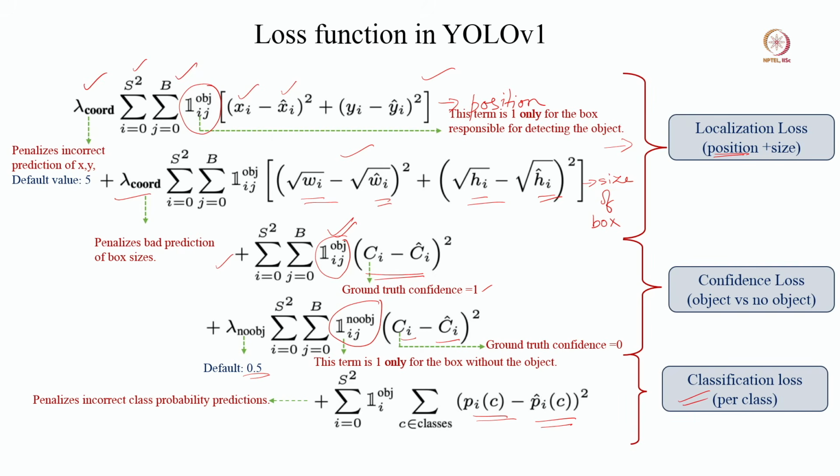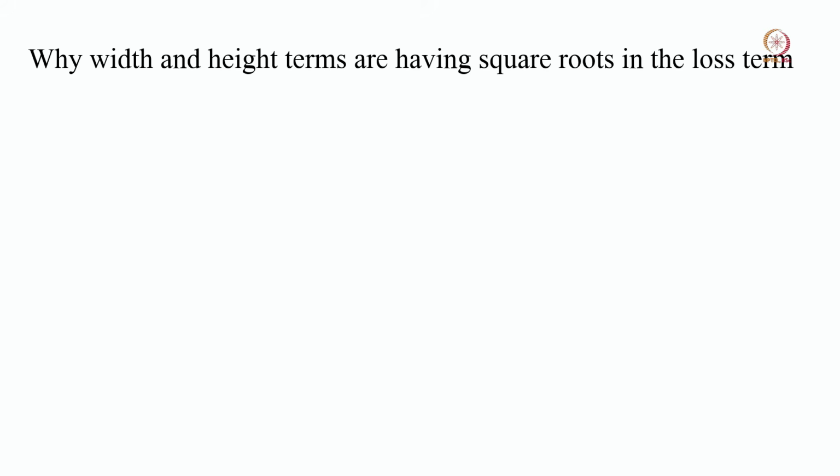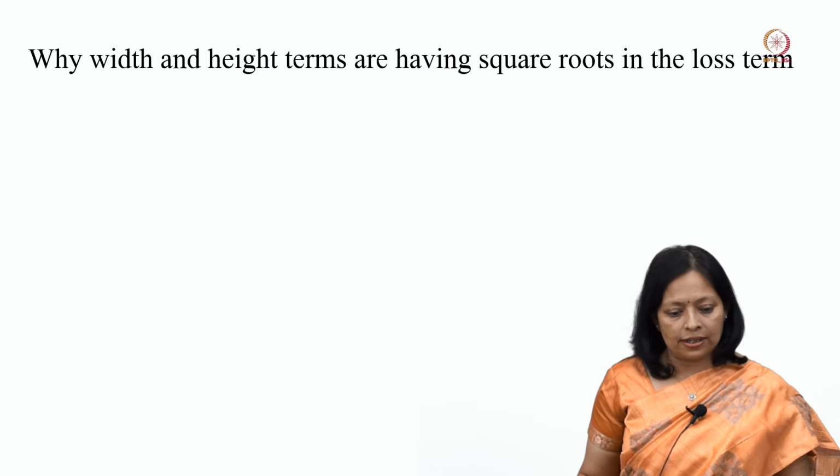Now, a question may come up. For all these losses, we have taken xi minus xi hat square plus yi minus yi hat square. Everywhere we have just taken the actual minus the predicted one, then squared it. Only for the size of the box, where height and width are there, we have taken square root terms. Why have we done that? Let us have a look. Why do the width and height terms have a square root in the loss term?